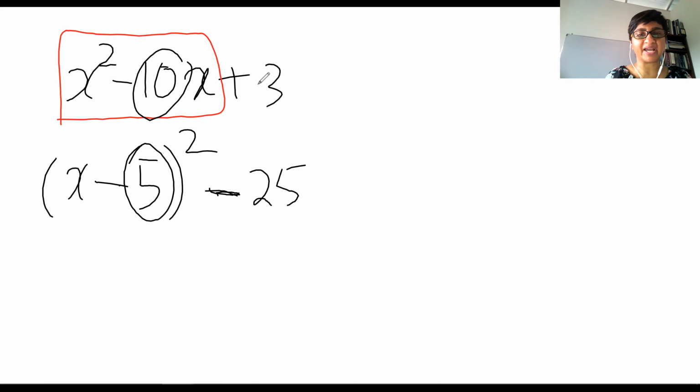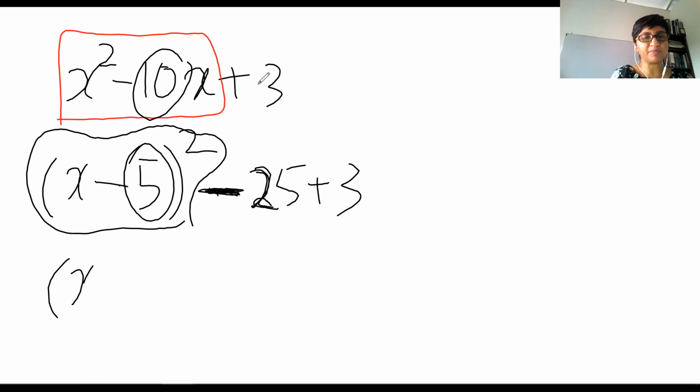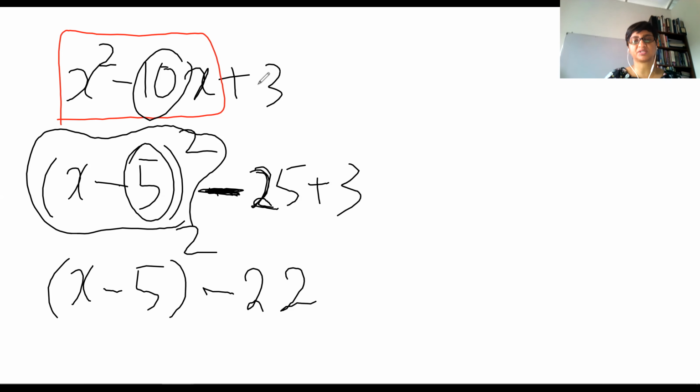It's always minus 25. Why are you minusing it? Because this expression has that additional piece. You have to remove it to be equal to the original expression, and you have your +3. So this is (x minus 5) squared minus 25 plus 3, which is minus 22. That's your complete square.